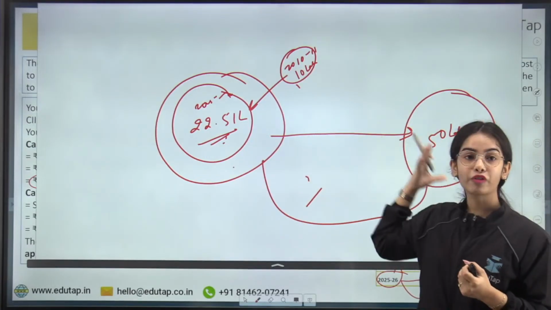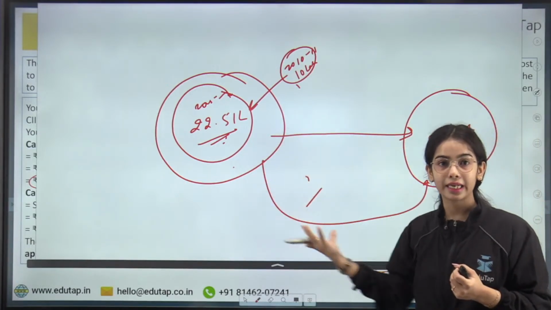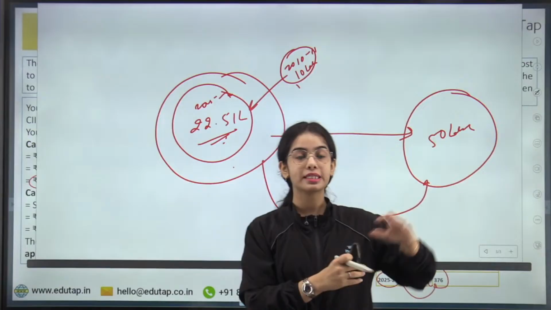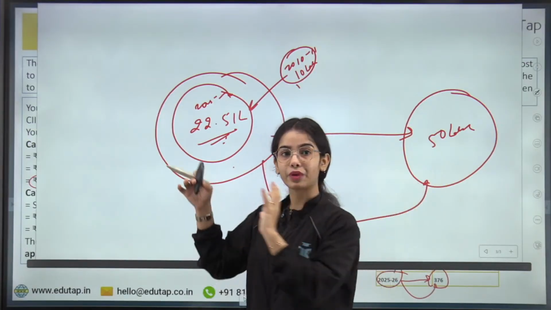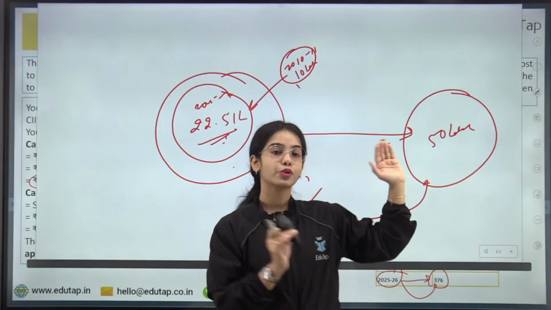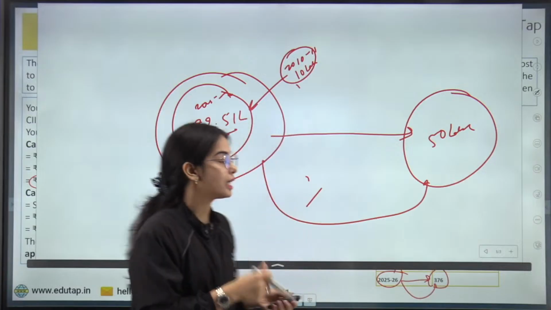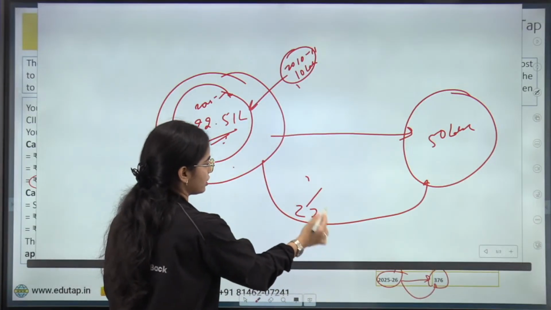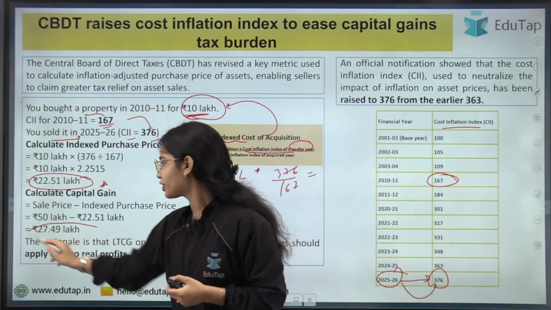So the actual profit has happened because of the inherent value of the property, as it is now in an established domain. The inherent value of the property has increased from 22.51 to 50 lakhs. So the actual profit because of the investment that you have done is around 27 lakhs. Any confusion here? It is 27.49 lakh.